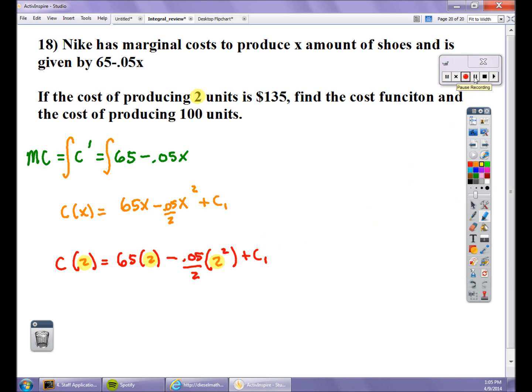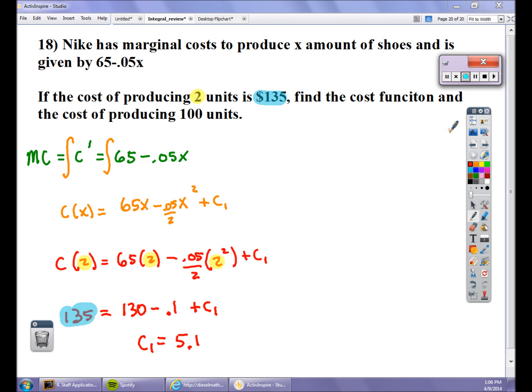Okay, I was told that the cost was 135. I plugged in a 2 times 65, I got 130. 2 squared multiplied by that decimal fraction, I get negative 0.1. And then just simply 130 minus 0.1, take it to the other side, and you solve for C1. So I will have C1 is 5.1. Now I have my cost function. And I'm going to clean up the negative 0.05 divided by 2, calling it negative 0.025.